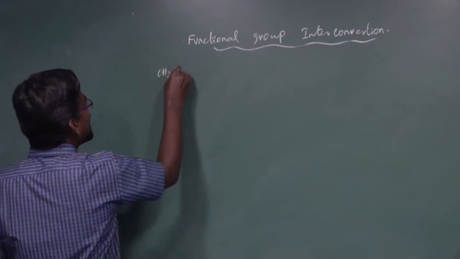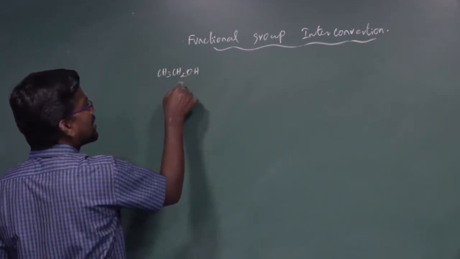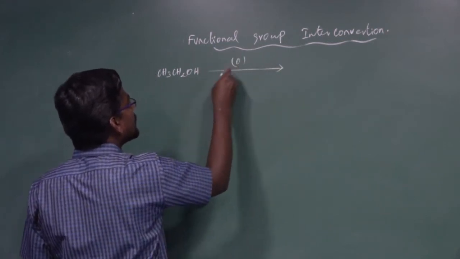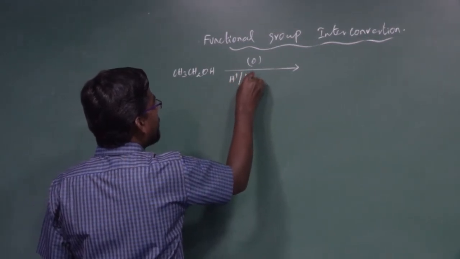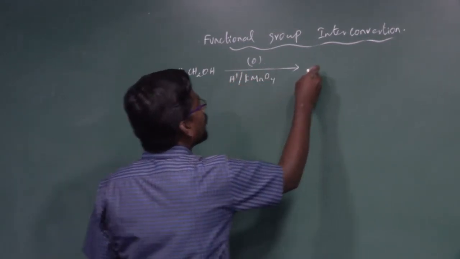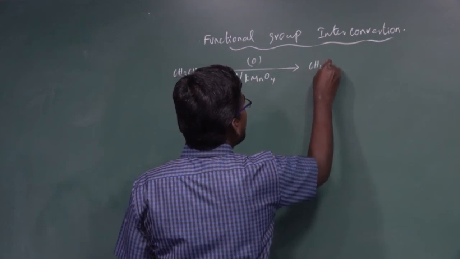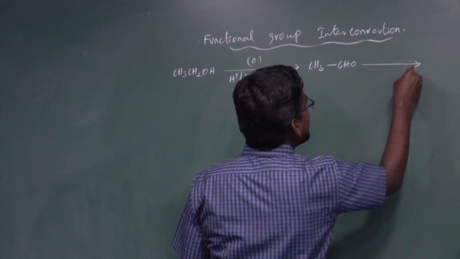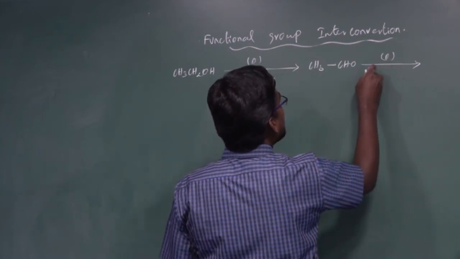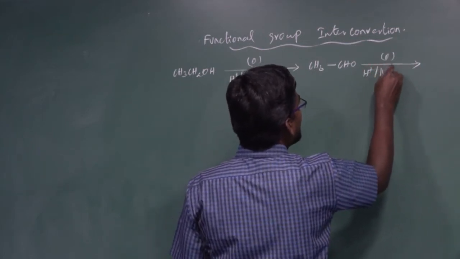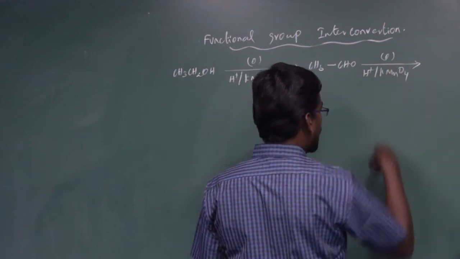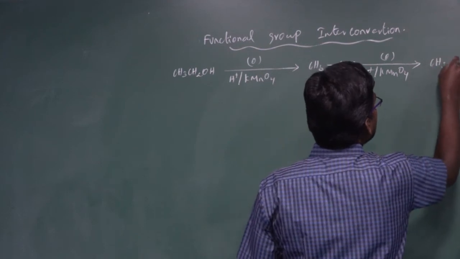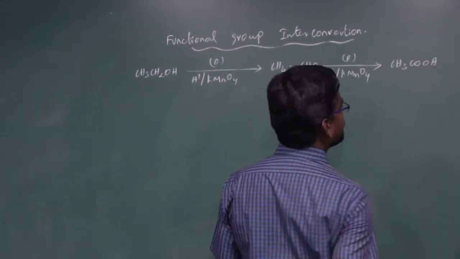CH3CH2OH, an alcohol compound, is oxidized in presence of an oxidizing agent, acidified potassium permanganate, to form CH3CHO. The CH3CHO is further oxidized in presence of acidified KMnO4, acidified potassium permanganate, to form carboxylic acid, CH3COOH.